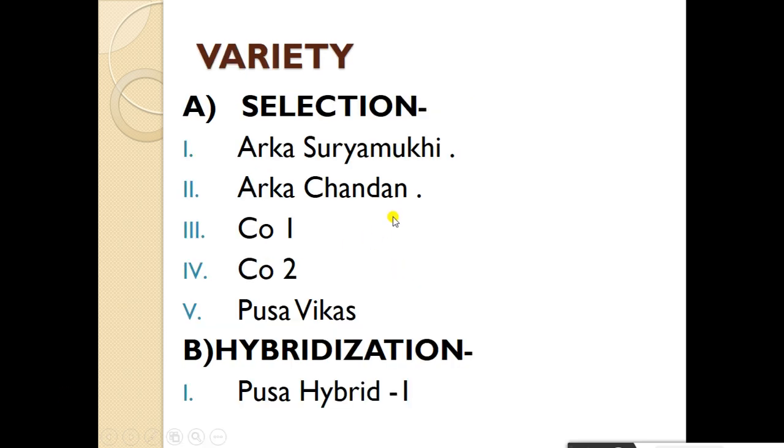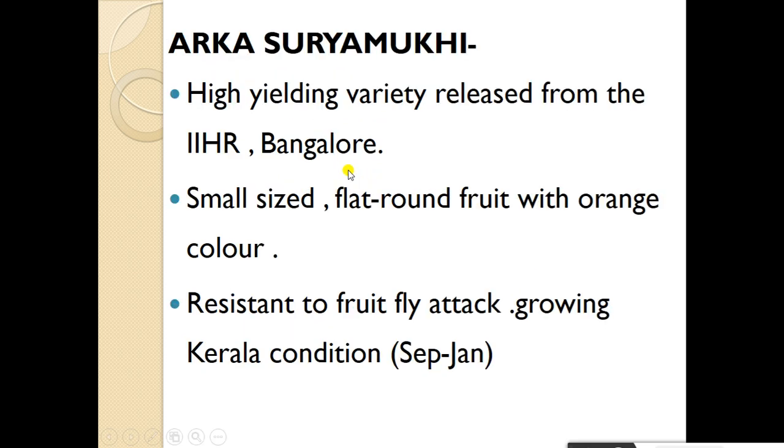Then varieties for selection: Arka Suryamukhi, Arka Chandan, CO1, CO2, Pusa Vikas, and the hybrid variety is Pusa Hybrid 1. Arka Suryamukhi is a high yielding variety released by IIHR Bangalore. Small size, flat round fruits with orange color, resistant to fruit fly attack, grown in Kerala conditions.